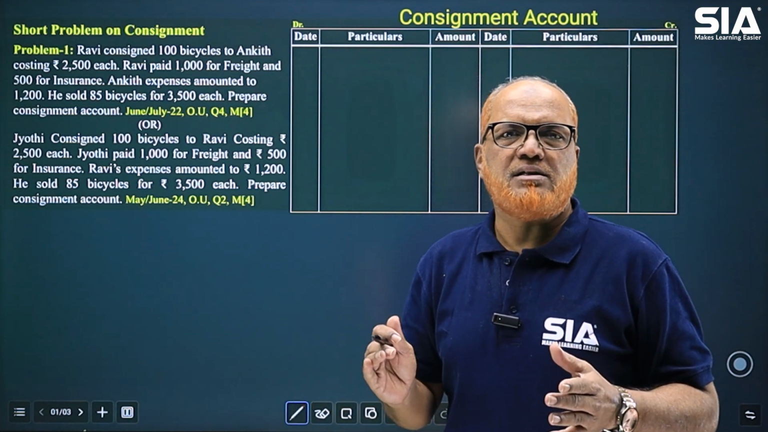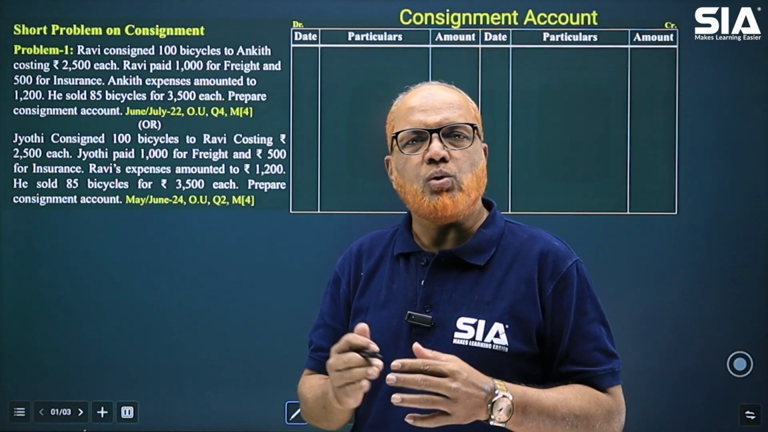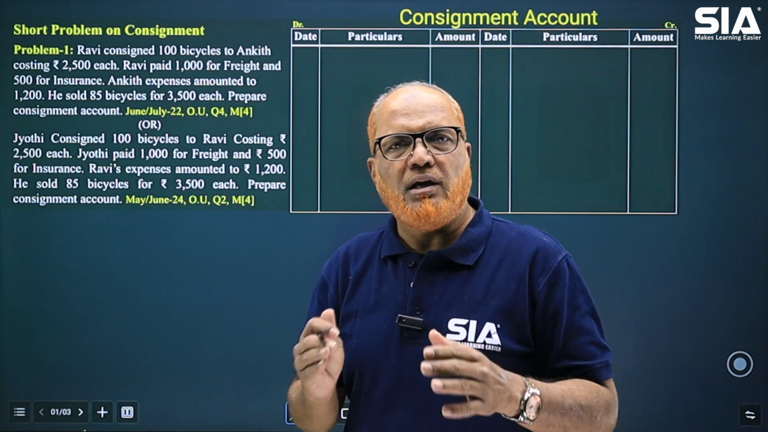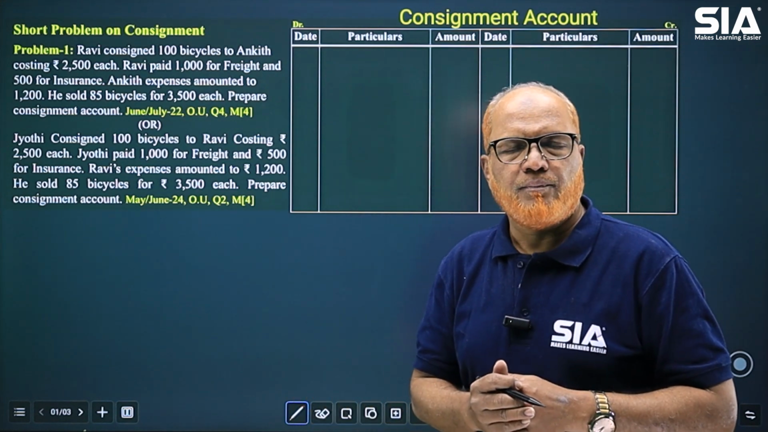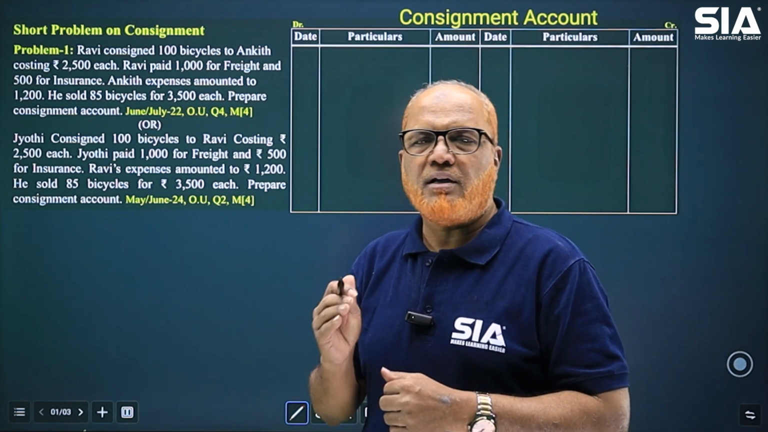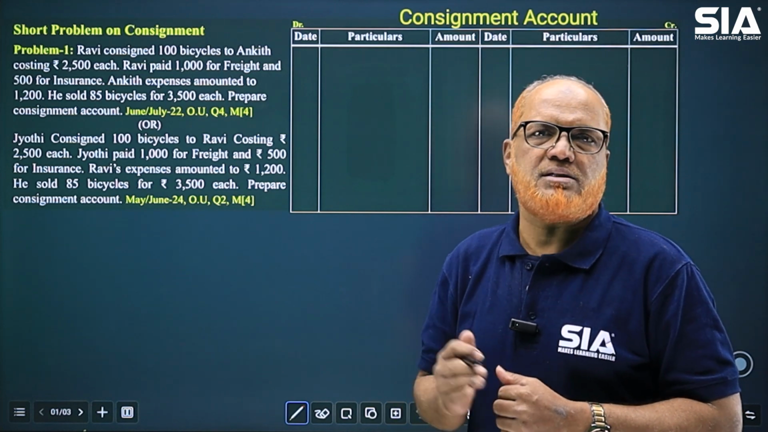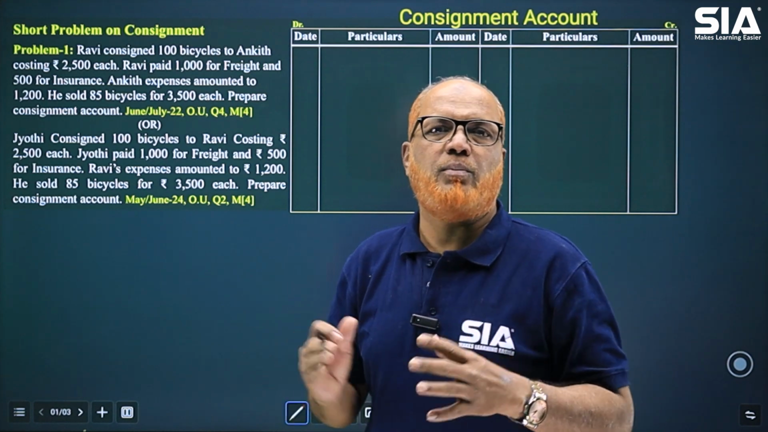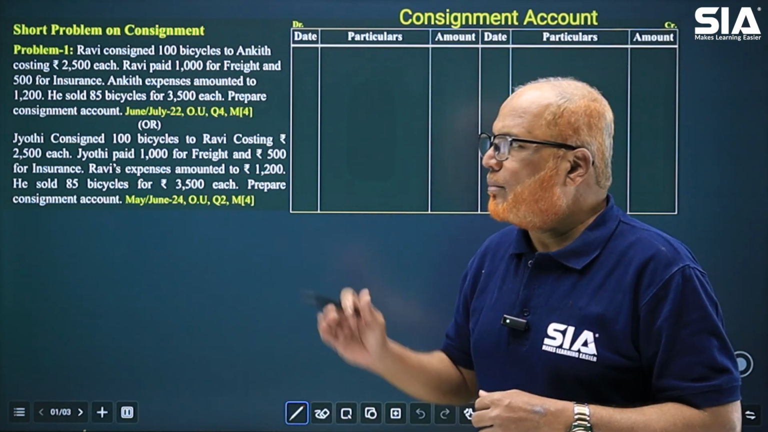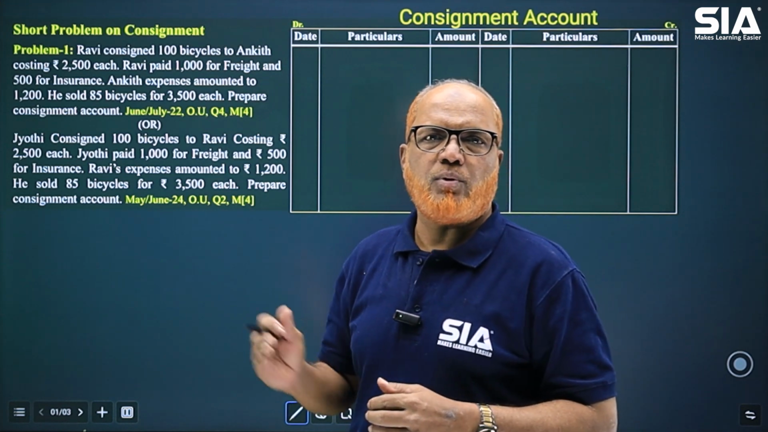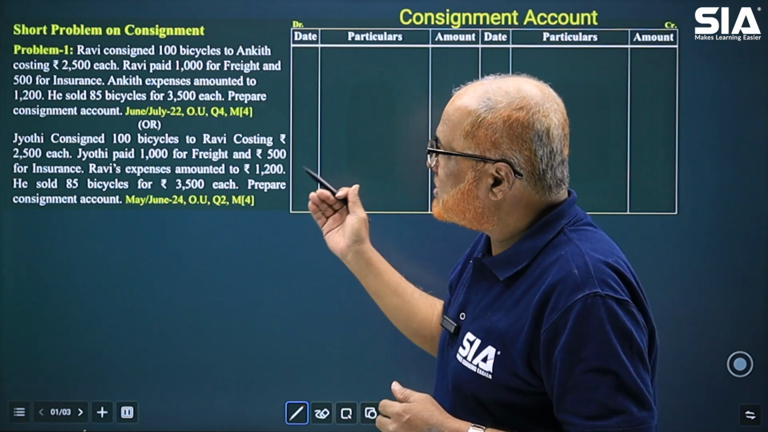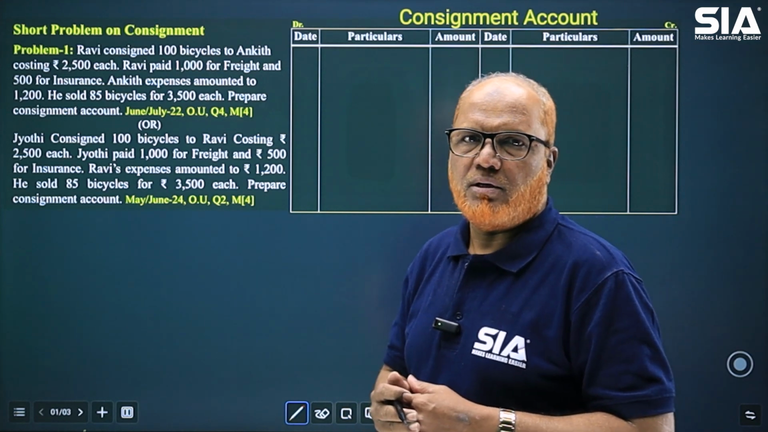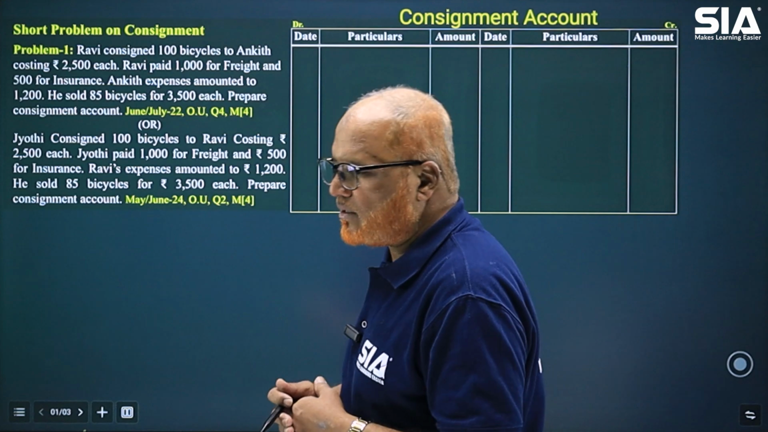Now presently we are discussing consignment. Many classes I have taken explaining the theory concept of consignment. Now I am going to start the problems. In this class, I have taken up a short question on consignment. In the coming classes, I'll discuss the long problems which will be asked for 12 marks. But right now, one examination problem I have taken, this has been asked twice. The same problem, just the name has been changed, but the figures and content are exactly the same.